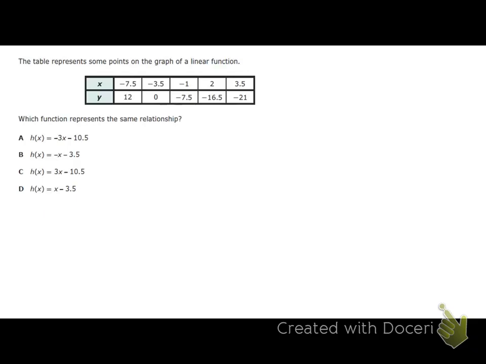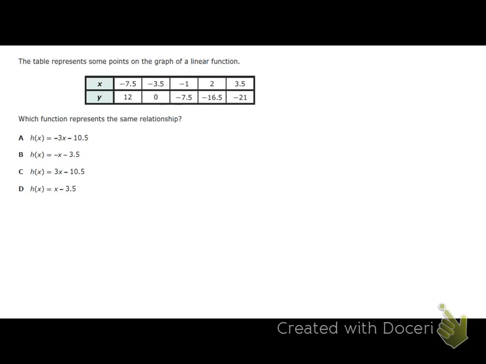And so that's a good way, but that's not the way I'm going to show in this video. Here's how I'm going to show it. I'm going to say, okay, well, each of these equations has a slope and a y-intercept, right? So if I can just calculate the slope and the y-intercept of this table, I can see which one matches.